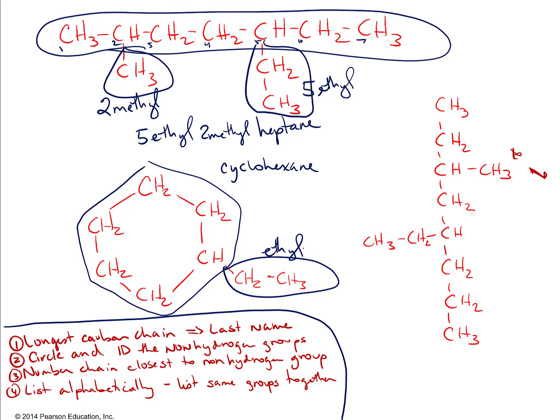Numbering, when you have a ring, always start numbering at the first non-hydrogen group. Okay, and this one, there's only 1, so that makes it super easy. We're going to call that the 1. In fact, most of the time, they'll leave that 1 off. They'll just call this ethylcyclohexane because there's only 1. So no matter where you hang it, it would always be on carbon number 1.